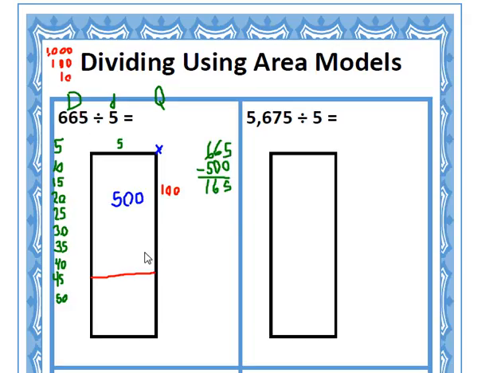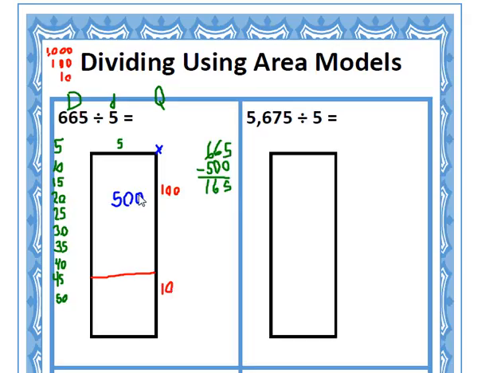And so we've accounted for 500 here. Now we need to account for 165. The next thing we need to look at is 100 again. Can we do 5 times 100 again? 5 times 100 is 500. Is 500 larger than 165? Yes. So can we do that again? No. So what about 10? 5 times 10 is what? 50. Right. Is 50 less than this? Yes. So let's put 10 right here.